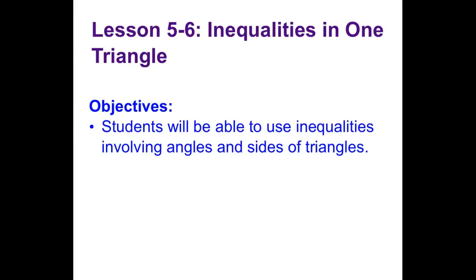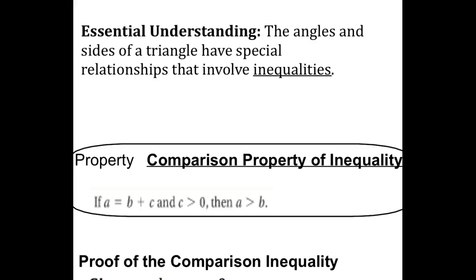So basically your central understanding for this lesson is that the angles and sides of a triangle have relationships that involve inequalities. Before we can really get into those angle relationships, we just have to review some inequality stuff. There's this property here you need to put in the name. It's called the comparison property of inequality.